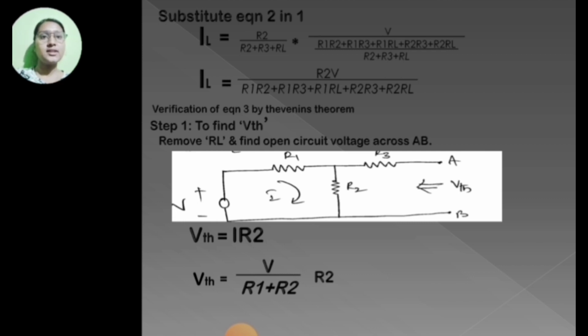Next, we verify this equation. First step, to find VTH, remove the load resistance RL and find the open circuit voltage across A and B. We know that according to Ohm's law, V is equal to I R. So VTH is equal to I into R2. I is equal to V divided by R, so VTH equals V divided by R1 plus R2, into R2. This is the VTH value.